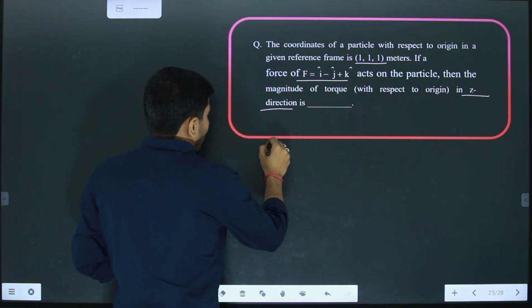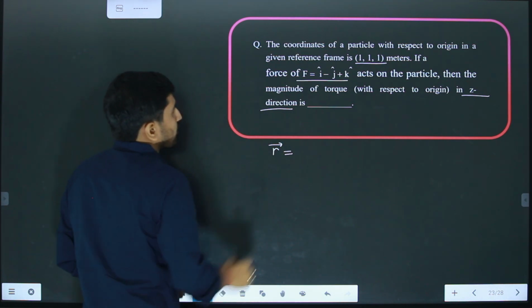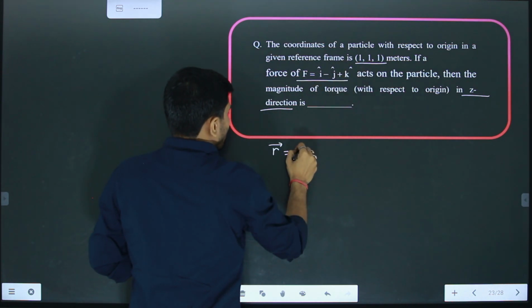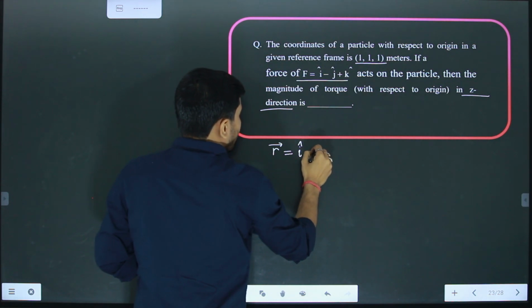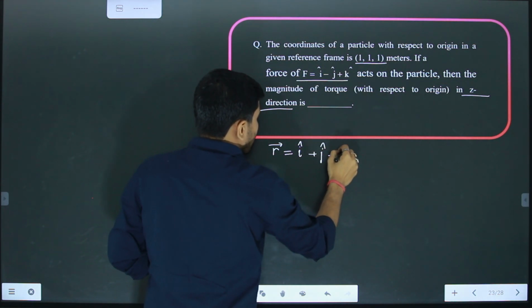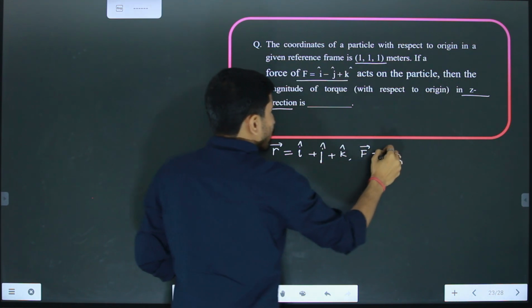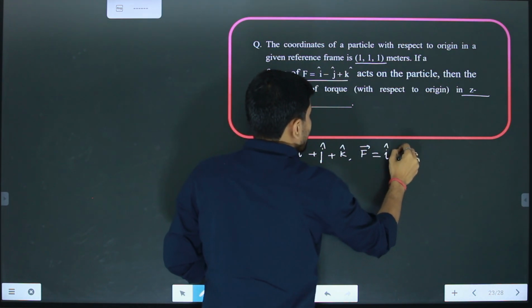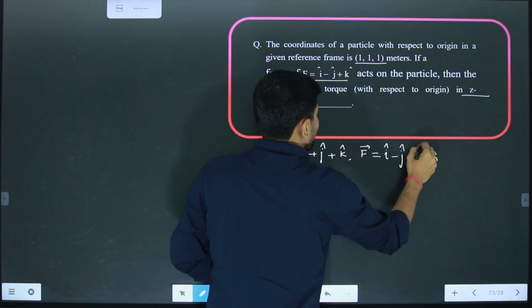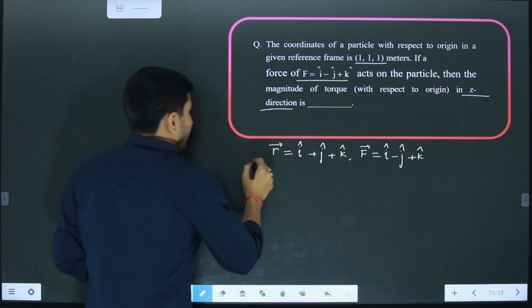So first of all, what is the distance or the displacement? These coordinates are given, so this will be 1 i cap plus 1 j cap plus 1 k cap, and force is given. Let me write down the force. Force is equal to i cap minus j cap plus k cap. Now what is the value of the torque?